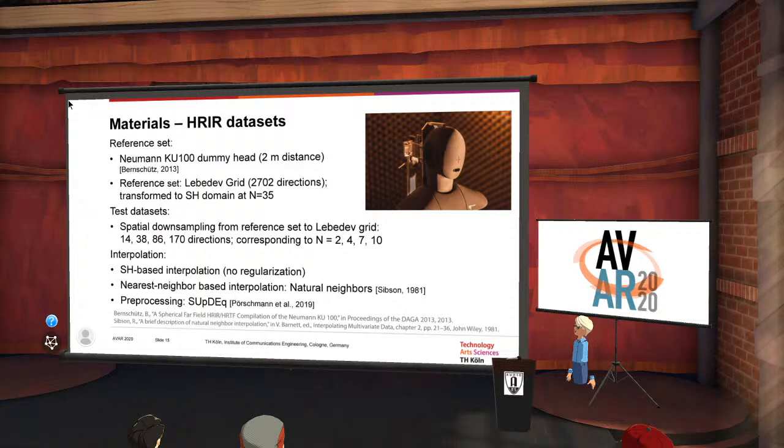So we used dummy head recordings, the Neumann KU100 measurements, because they were carried out on a dense grid with 2,702 directions on a Lebedev grid, and we did SH transforming to an order of 35. From this data, we created spatially downsampled test data sets with 14, 38, 86, and 170 directions, which corresponds to orders of 2, 4, 7, and 10 in the SH domain.